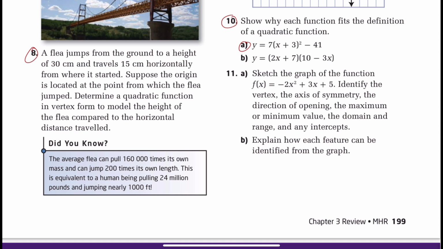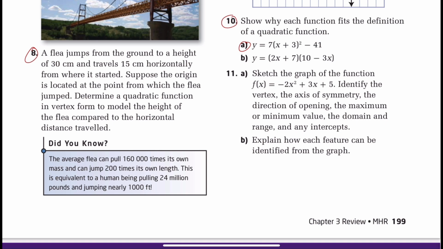So number 8, they are telling us that a free jump from the ground, so it starts from the ground and it jumps somewhere like this to a height of 30 centimeters, and it goes 15 centimeters horizontally from where it starts. Suppose the origin. Now they are telling us where the origin is. They did not give me the choice to choose the origin. And the same thing, determine the vertex, and that's all the information.